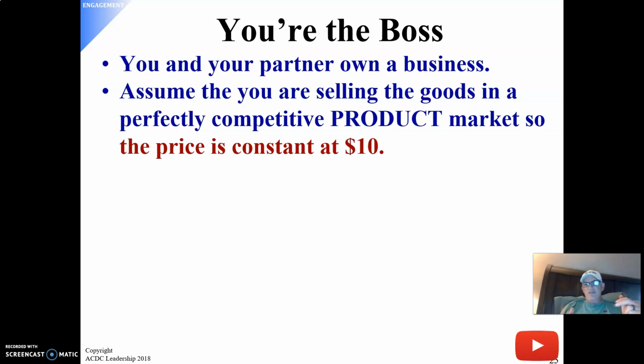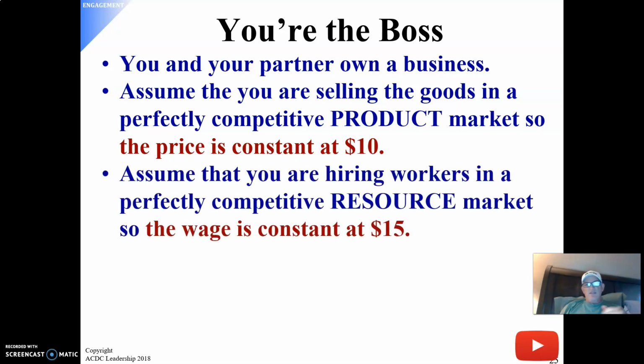So your price is constant at $10. Whatever it is that you have, you're going to sell at $10. You don't have to worry about that changing and complicating the scenario. So we can sell whatever it is that you're going to produce. You can sell your widgets for $10.